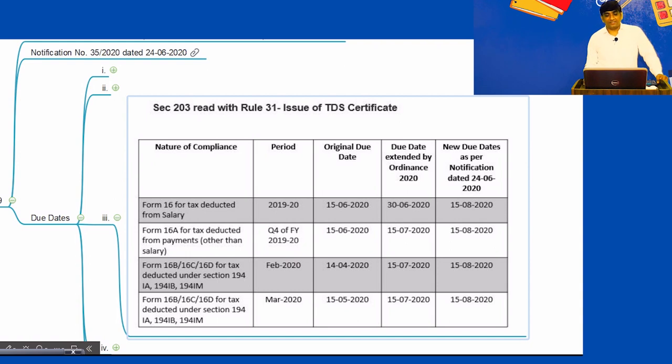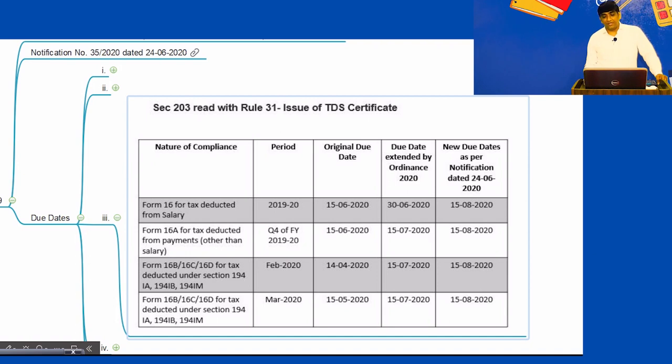Now for issue of TDS certificate, we have already mentioned form 16 for tax deducted from salary 1920, original due date was 15th of June. As per ordinance, 30th of June was the date. Now as per revised due date, as per notification, it is now 15th of August. Form 16A for tax deducted from payment other than salary, same for quarter 4 financial 1920. Earlier due date was 15th of June, extended by ordinance to 15th of July, now stands extended till 15th of August.